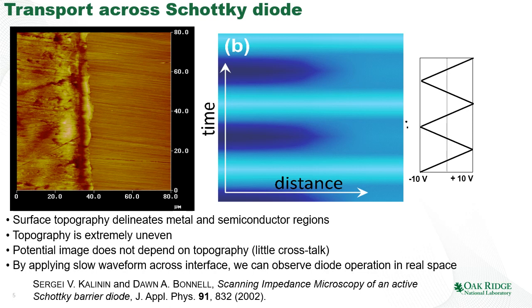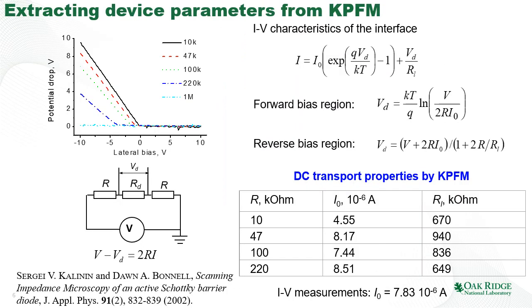So basically, I observe the diode operation in real space, and notice that in this case, I don't need any special modification to my microscope. I just need a function generator that can give me the millihertz wave. So what I can do is analyze these potential profiles and plot the potential drop across the interface. This is something that I measure locally using KPFM as a function of the lateral bias I apply across the device.